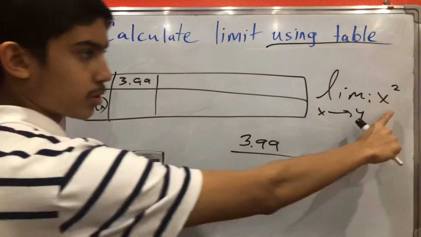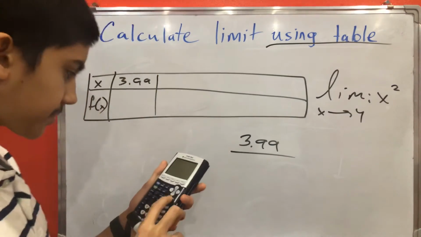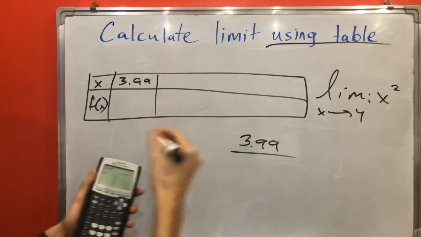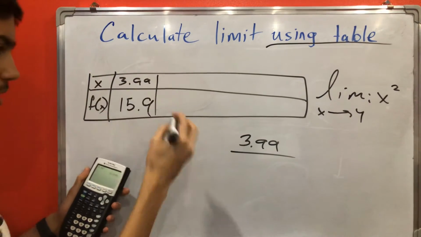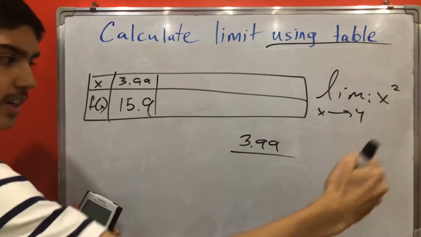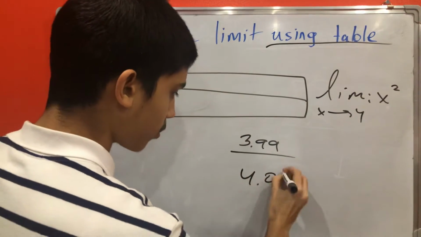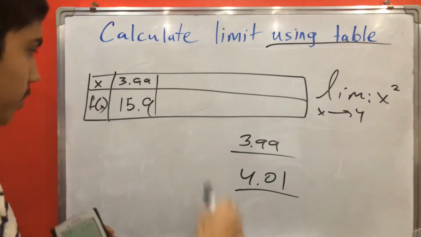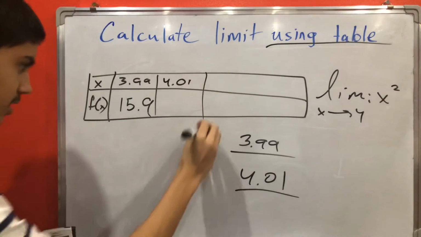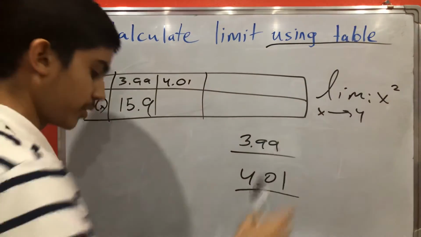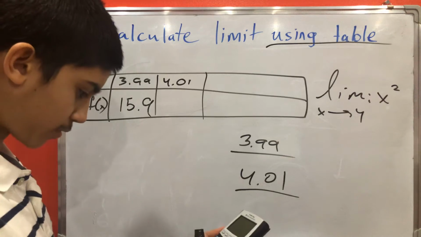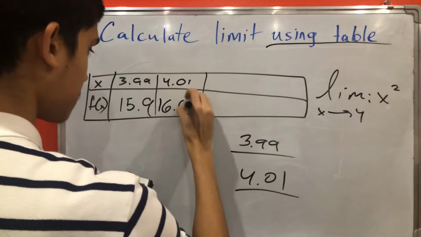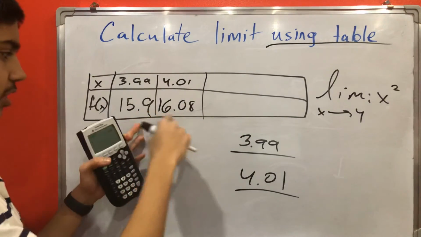When we square 3.99, which is our function, we get approximately 15.9. And when we plug in from the right-hand side, 4.01, right? It's good to choose a value up to maybe the hundredths place. So when we plug in 4.01, we're going to square that, because that's the function. 4.01 squared is 16.08. So you see both of these are very, very close to 16.